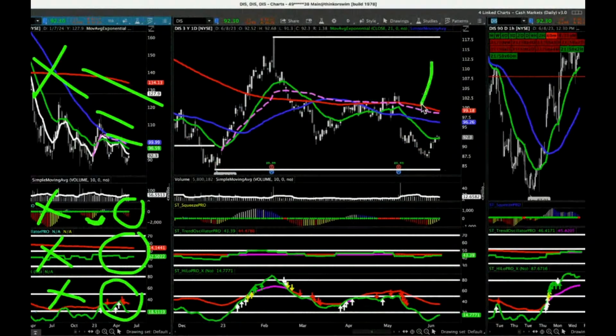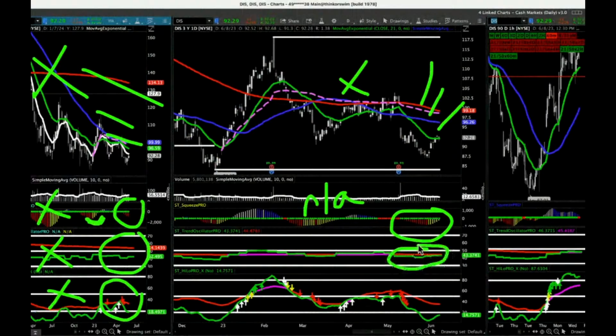On the daily chart, red, blue, green, that's bearish. Squeeze histogram, that's fine. It's not bullish. It's not bearish. It's neutralizing. The trend oscillator, red is above the green. Both are below the middle.